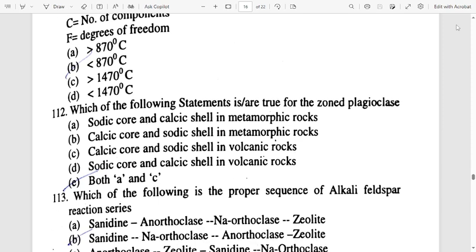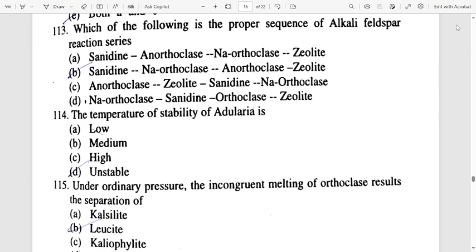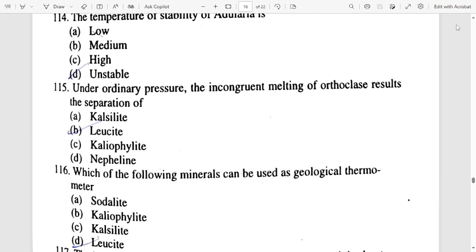Which of the following statements are true for zoned plagioclase? Both A and C. That is, sodic core and calcic shell in metamorphic rocks, and calcic core and sodic shell in volcanic rocks. Which of the following is the proper sequence of alkali feldspar reaction series? Sanidine, orthoclase, sodium orthoclase, and orthoclase. The temperature of stability of adularia is unstable. Under ordinary pressure, the incongruent melting of orthoclase results in the separation of leucite.